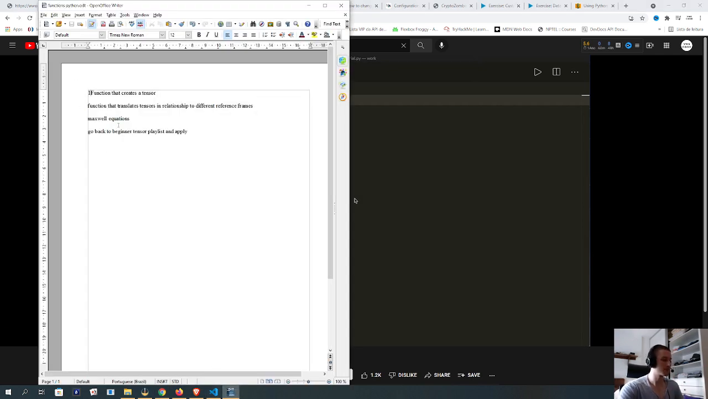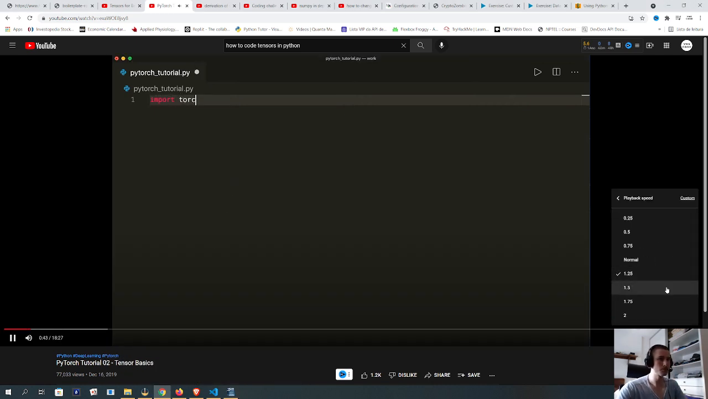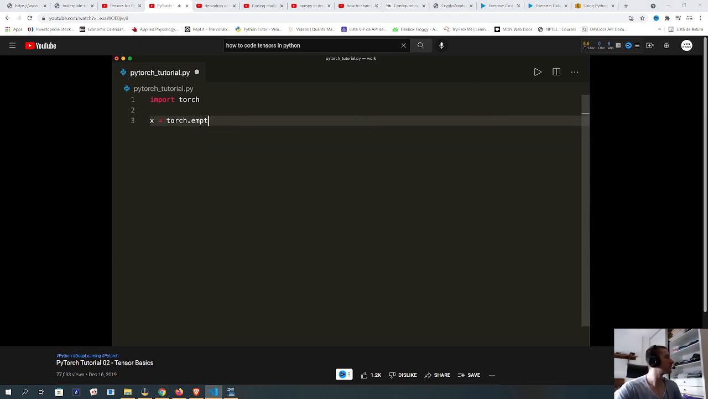So in PyTorch, everything is based on tensor operations. From NumPy, you probably know arrays and vectors, and now in PyTorch, everything is a tensor. So a tensor can have different dimensions, so it can be 1D, 2D, or even 3D, or have more dimensions. So let's create an empty tensor. So first of all, we import torch, of course, and then we say x equals torch.empty, and then we have to give it a size.